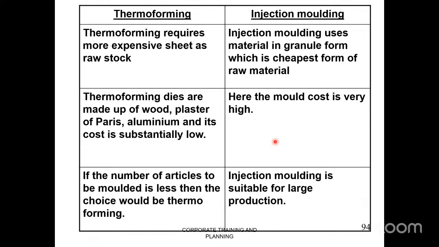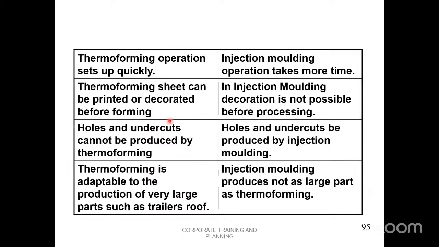Now, here I told you a sheet is required, here granules are required. Here the mold cost is low, here the mold cost is very high. Here, if the number of parts to be produced is less, the choice would be thermoforming. Injection molding is suitable for large production. Here is also a suitable type of article you can manufacture. Now, here the operation is very quick. Here in this case, the operation takes more time, friend.